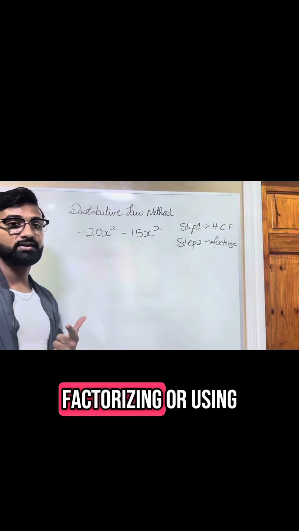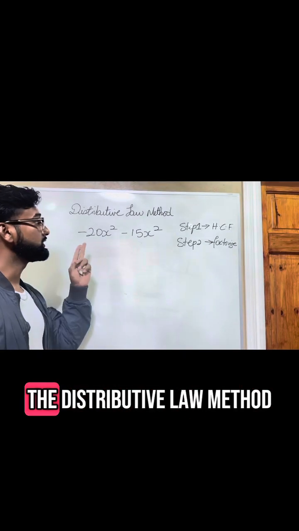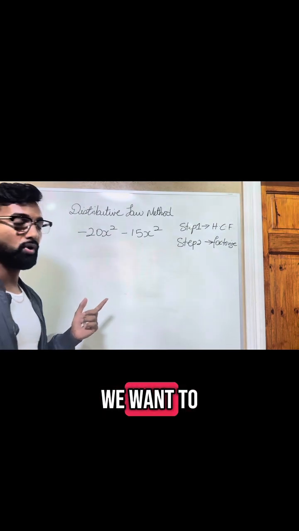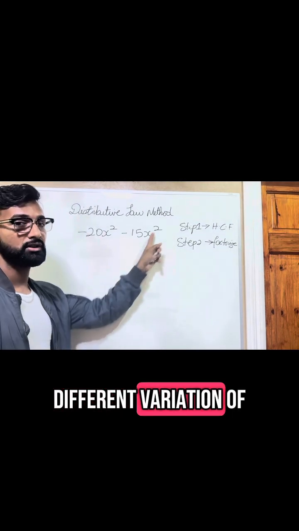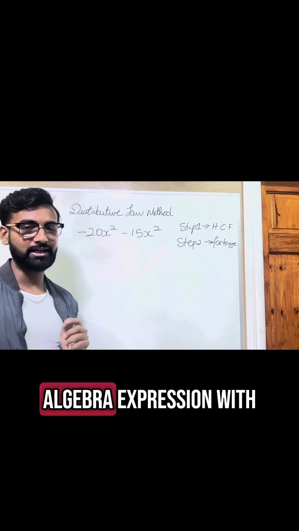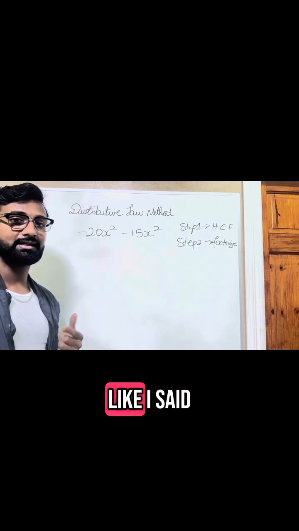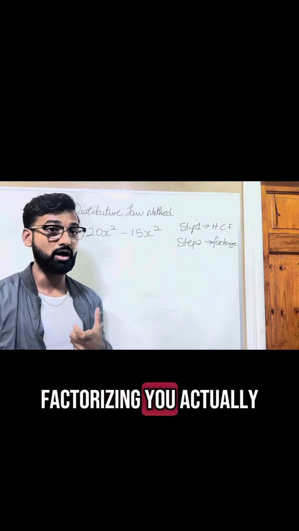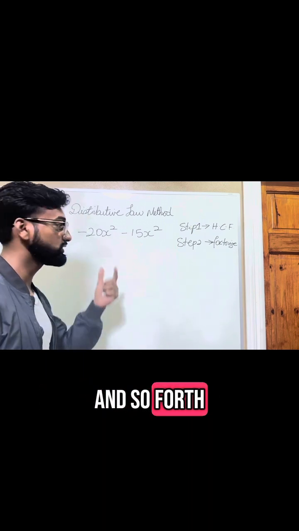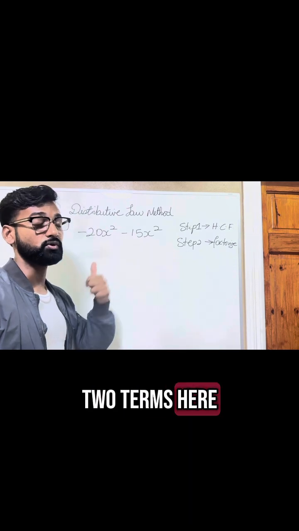We are still factorizing using the distributive law method, but why are we still talking about it? We want to look at a different variation of the question. So this is yet again an algebraic expression with two terms. Like I said, when you are factorizing, you actually look for pairs, 2 or 4 and so forth. Since we have two terms here, we're good to go.